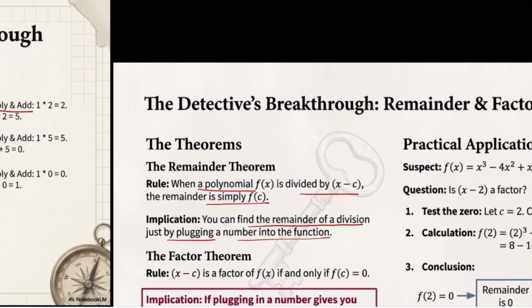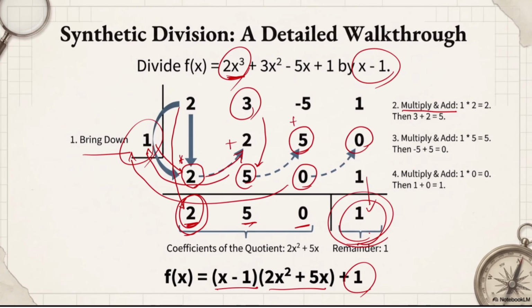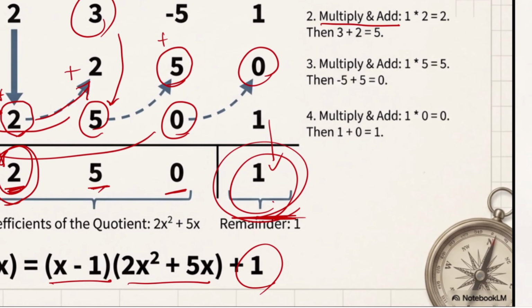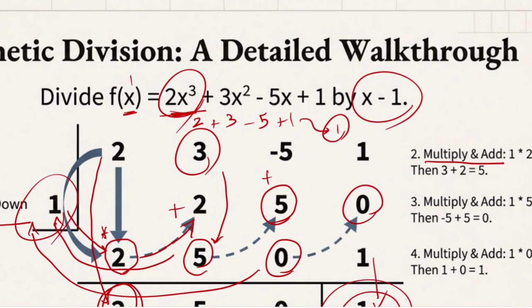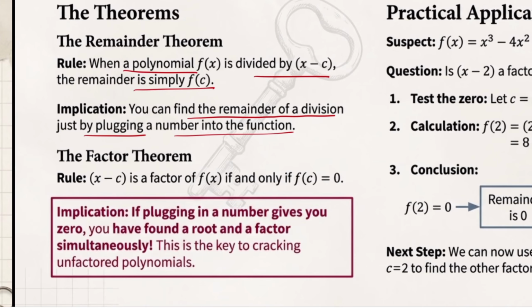For instance, imagine that they're asking for x minus 1, and we are looking for the final number. Instead of doing all of this long work, we can find f of 1. So 2 times 1 to the power 3 is 2, plus 3 minus 5 plus 1. If you do this calculation, 1 is going to be the remainder. Bam, that's it.